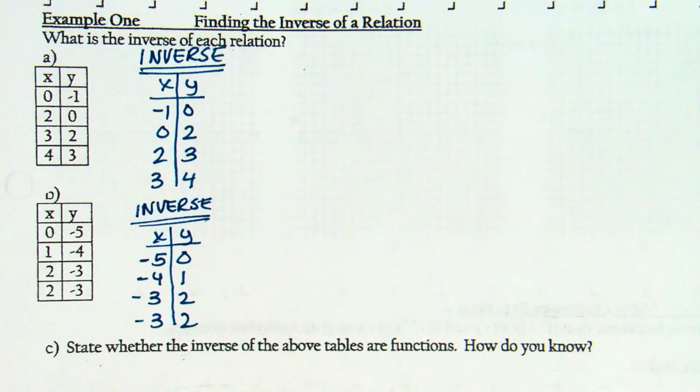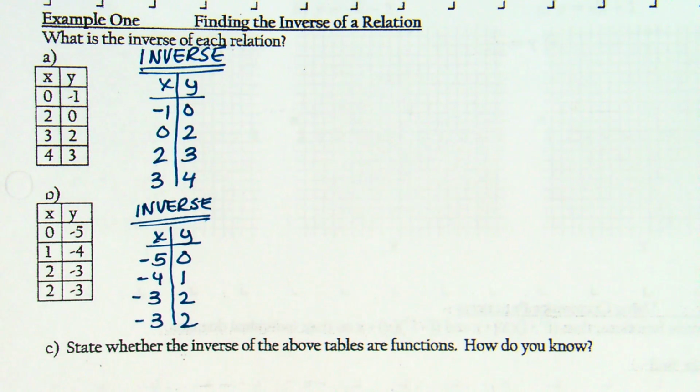Now, C asks us to go back and look at those and state whether the inverse of the above tables are functions. It's been a while. What do you remember about how to know if these are functions? If you're provided a list of ordered pairs, how do we know? Do you remember something, Kendra? Each x value only corresponds with one y value. Okay. Each x value can only correspond with one y value.